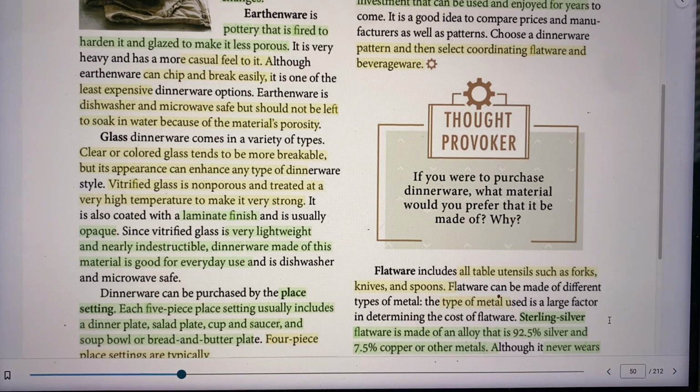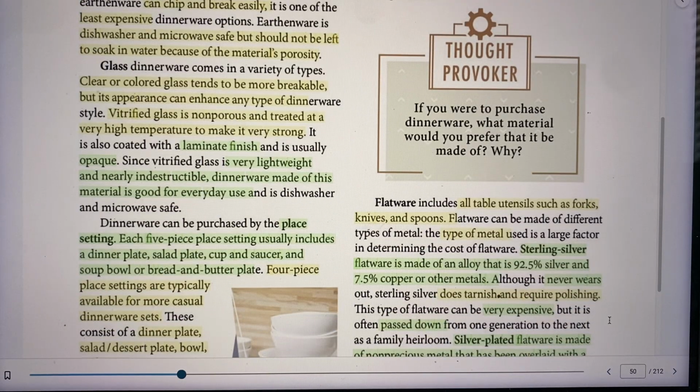Glass dinnerware comes in lots of shapes, clear or colored glass sometimes, and it can be more breakable, but there's an appearance of glass that may enhance the dinnerware, in different colors of glass. There's vitrified glass. Vitrified glass is non-porous and treated at very high temperatures to make it very strong. It also has a laminate finish on it, so it's opaque, not clear. So it could kind of look like china in a way.